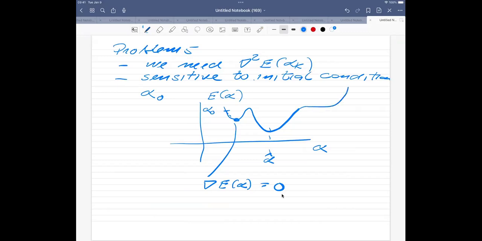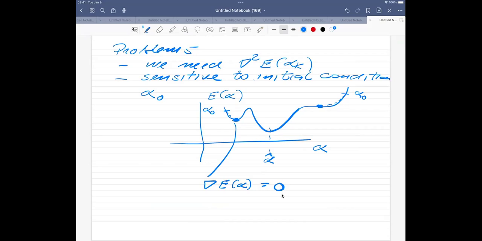So this is normally, when you go to many dimensions, something which we would call a saddle point. If we start with an alpha 0 here, and then we iterate down, then we also reach a point which has a gradient equal to 0. And then our algorithm can actually be stuck in this point, or it can be stuck in that point.